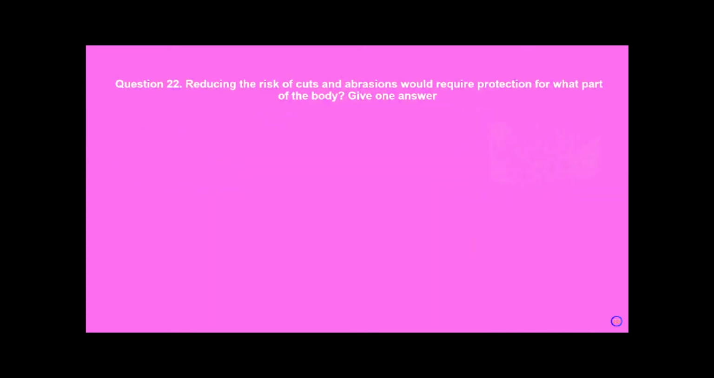Question 22. Reducing the risk of cuts and abrasions would require protection for what part of the body? Give one answer. A. Blood. B. Bones. C. Hair. D. Skin. The correct answer is D. Skin.